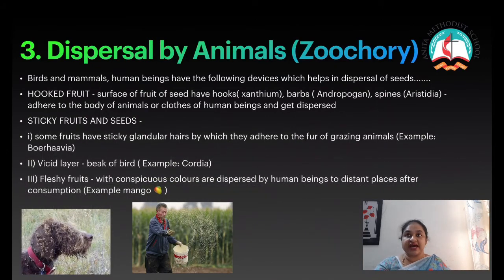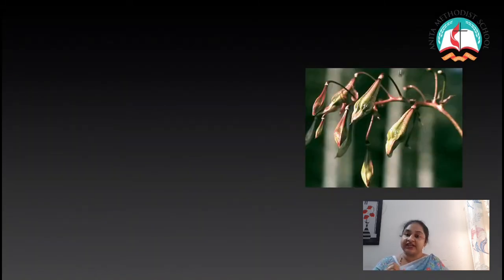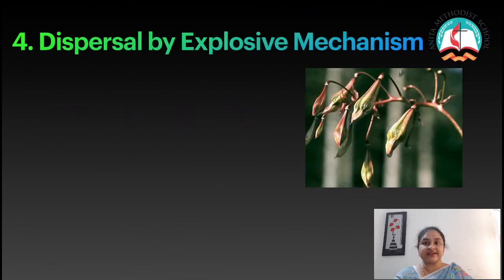Okay, thirdly we have fleshy fruits with conspicuous colors. They are dispersed by human beings to distant places after consumption. After we eat, we just throw them at different places. We have completed learning about anemochory, which is dispersal by wind, then hydrochory, which is dispersal by water, and zoochory, which is dispersal by animals.